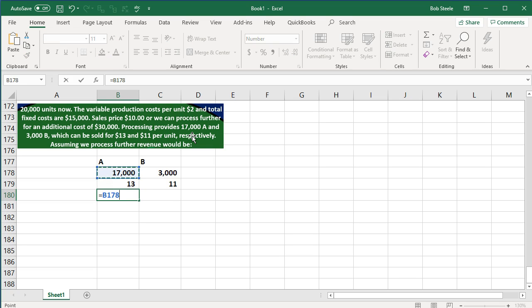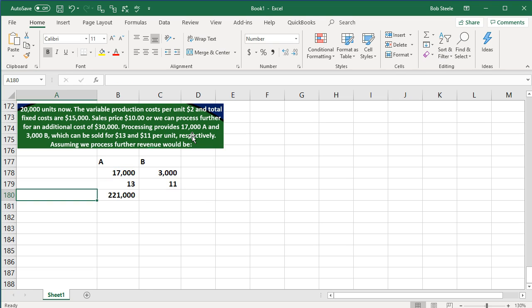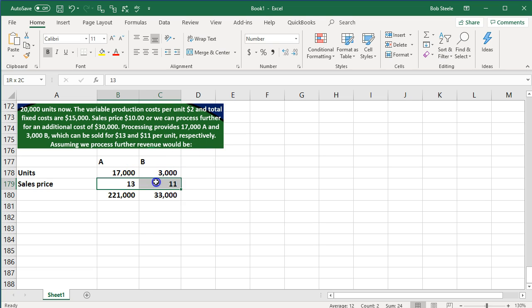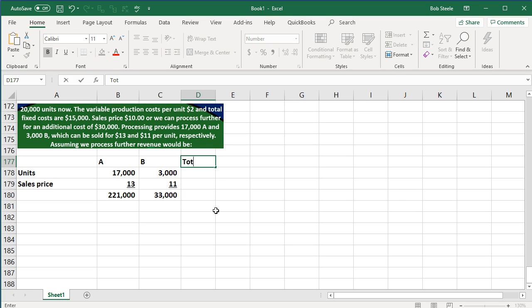We're going to say, all right, so there's our units times our sales price. These are units and sales price. This is if we process further. So this times this. There's a little bit of a twist here: when we process further, we ended up with 2 items, 2 separate products that we process further to create. So we're going to say, all right, the sum of those 2 is going to be the revenue, and that's going to be the 254.